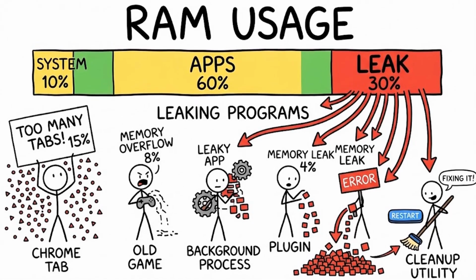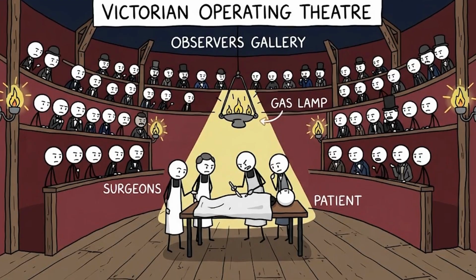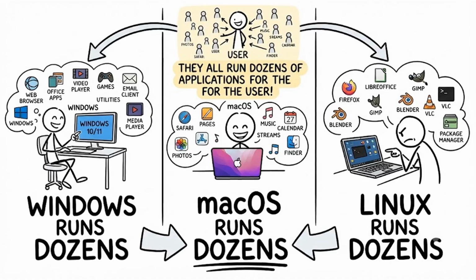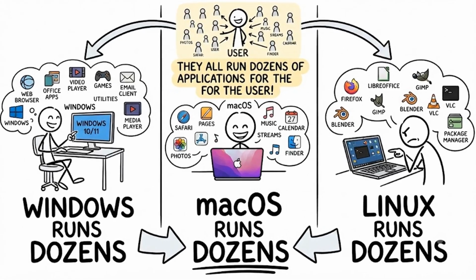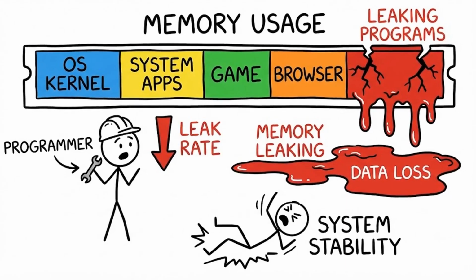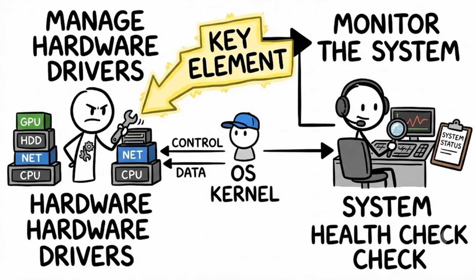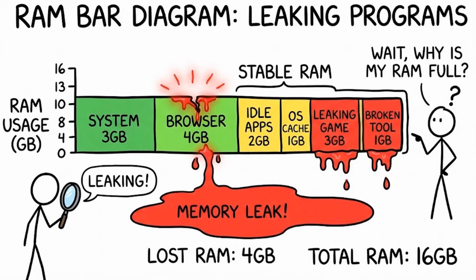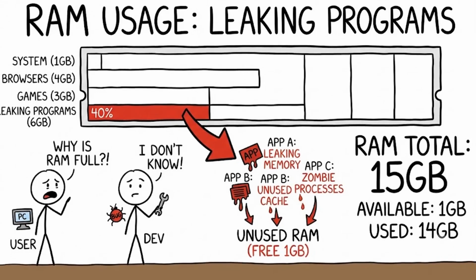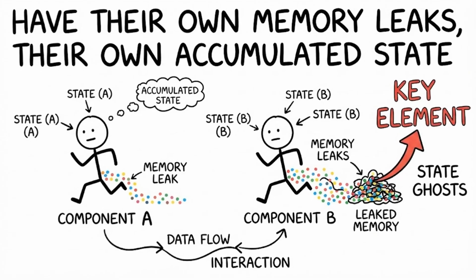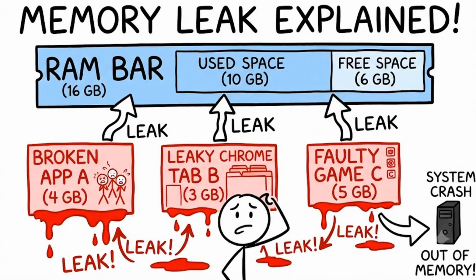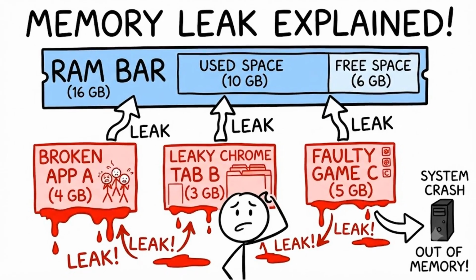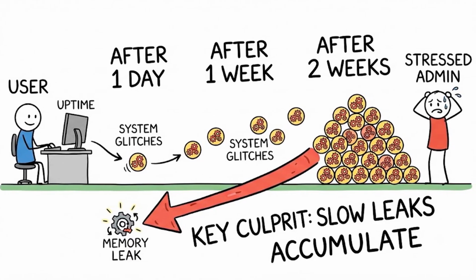The system starts fresh. The same logic applies to the operating system itself. Windows, macOS, and Linux all run dozens of background processes you never see. They manage hardware drivers, monitor the system, handle updates, and run services that application programs depend on. Some of those background processes have their own memory leaks, their own accumulated state, their own slowly growing problems. They accumulate over days and weeks of uptime.